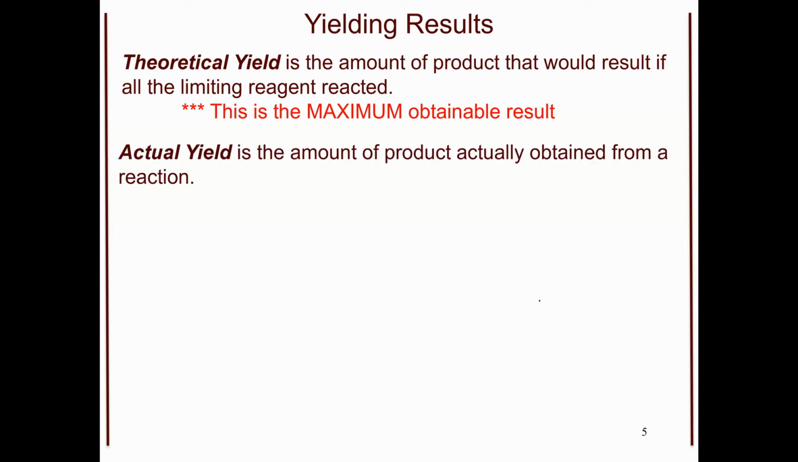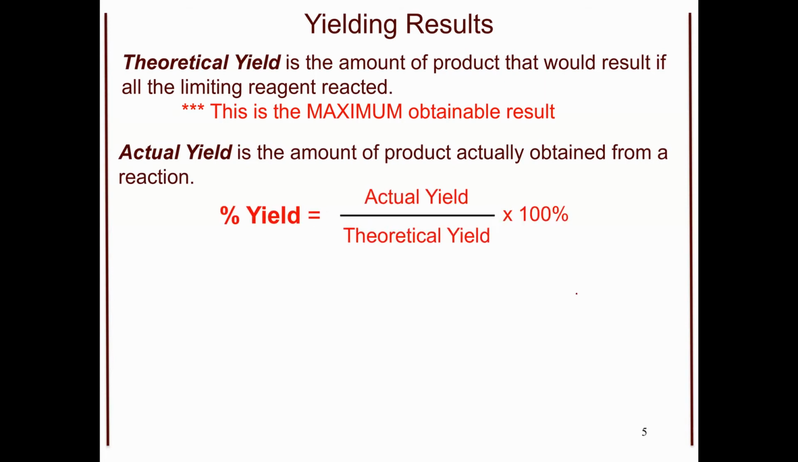So a theoretical yield is the amount of product that would result if all the limiting reagent is used. This would be the maximum obtainable result. This means that every single atom does exactly what you want, how you want it, and forms product. This is highly unlikely. What we actually get is the amount of product that you would get in the process in the lab. So the interesting part is that we can calculate our percent yield. That is our actual yield, what you get in the lab, divided by your theoretical yield, multiplied by 100%.